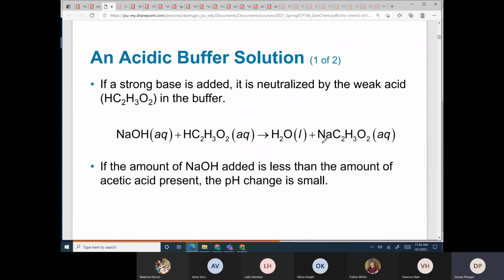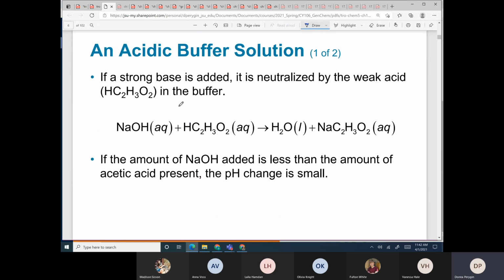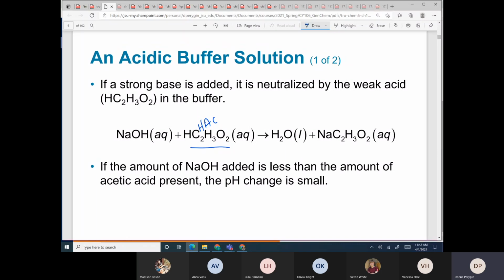And you want to have about equal amounts, and we'll talk about why that is in a little bit. So if a strong base is added, it's neutralized by the weak acid in the buffer. Okay, so for example, we have this acetic acid. I'm going to call this HAC. HAC for acetic acid would be a lot quicker because we're going to be writing that one a lot.